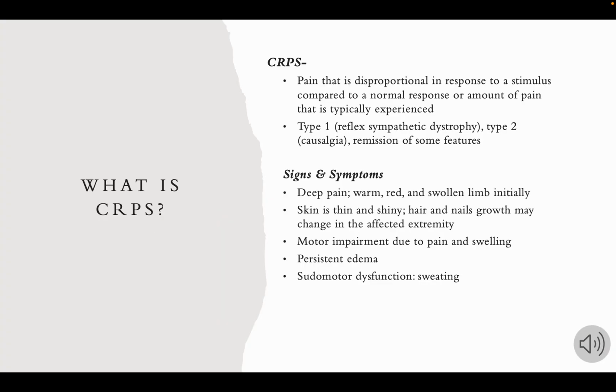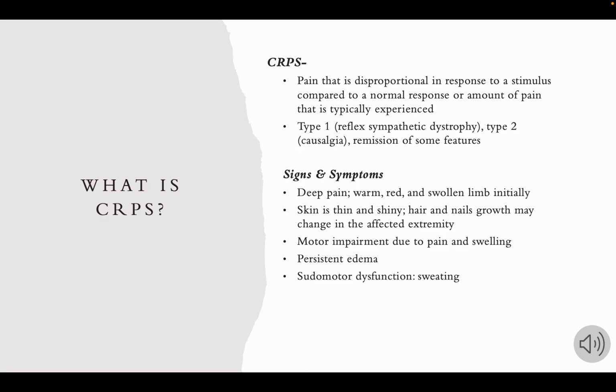So what is CRPS? According to the National Organization for Rare Disorders, CRPS is a condition where a person experiences pain that is disproportional in response to a stimulus compared to a normal response or amount of pain that is typically experienced. There are three types.